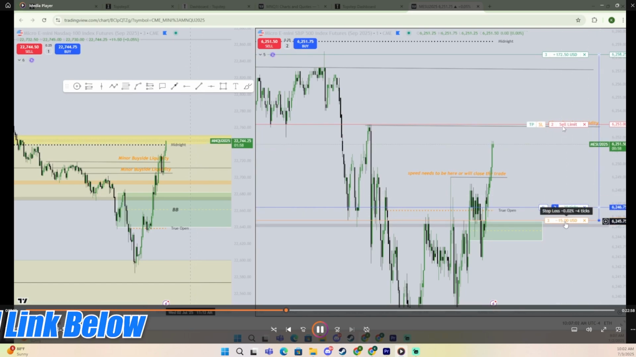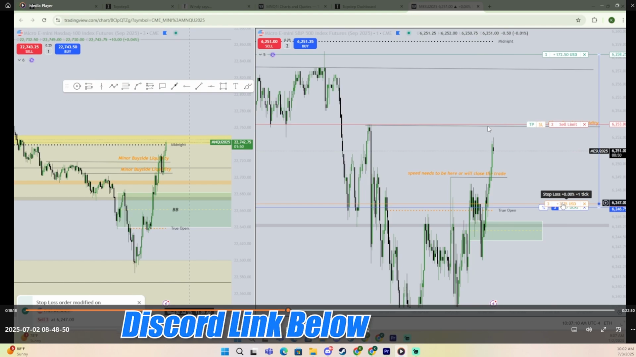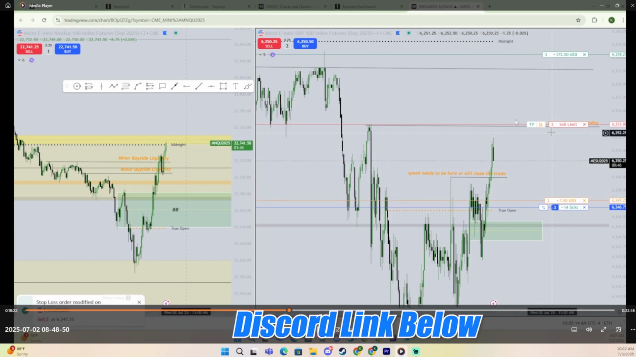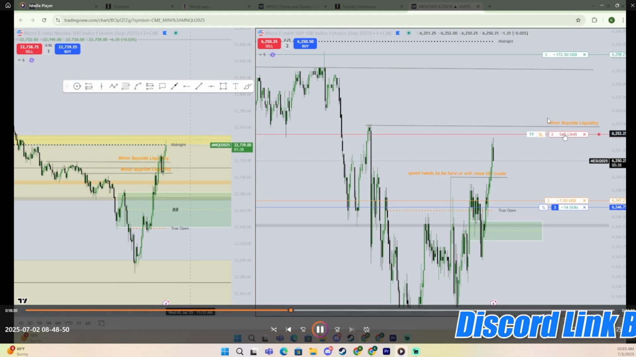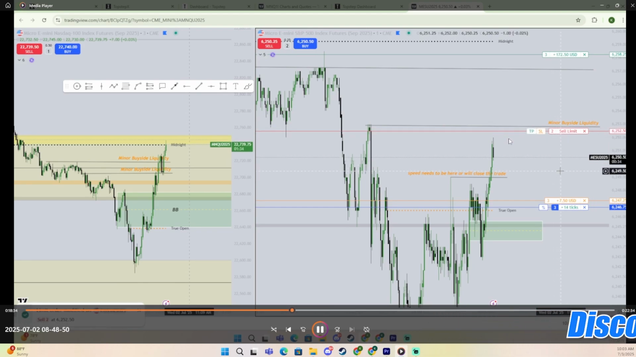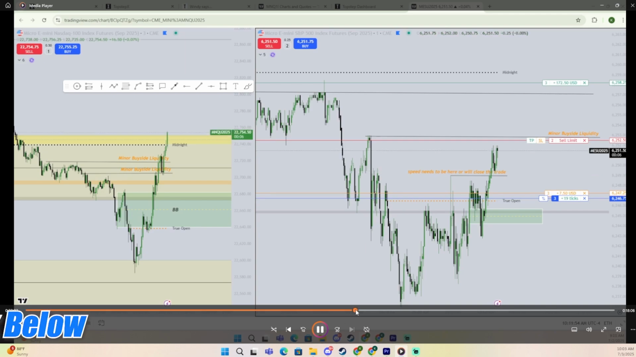I want to take some off here because I was like, okay, we might have an SMT. I don't expect it, and that's why I left a runner. But if we do, I'm just going to take the majority of the position off, just in case. I don't know if you can see that getting hit. Yep, so we come back down one more time.